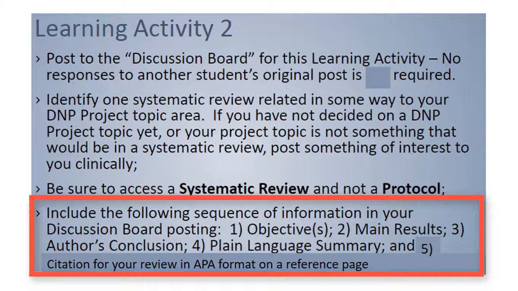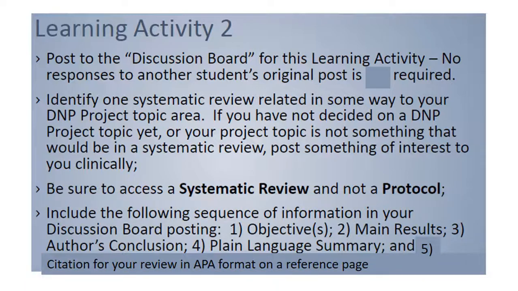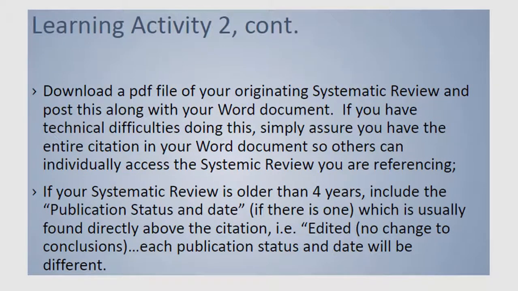Then, of course, because it's APA formatted, use a level 1 heading, level 2 heading for the objective, main results, author's conclusion, and plain language summary, and format your reference in APA on the reference list. I have not provided a specifically formatted sheet as I did for Learning Activity 1. However, you can demonstrate what you learned about formatting in APA on this activity from what you learned in Activity 1. Download your PDF file of the systematic review and your Word document to the discussion board. There will not be responses required to this activity.